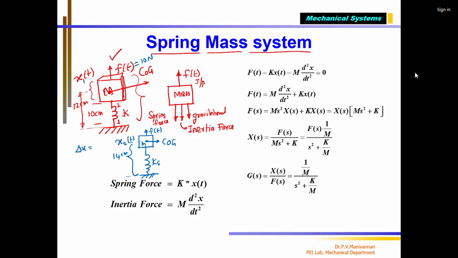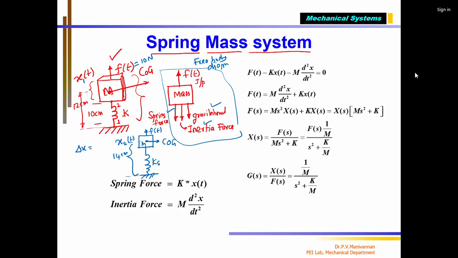Now I wanted to find out the input-output relationship of the mechanical system we have. To understand that, we always draw what we call a free body diagram. The free body diagram is this. The mass element is there, on which I am applying an external force input. I am pulling upwards, but there are three forces acting downwards. One is the gravitational force, another is the inertia force, and the third is the spring force.